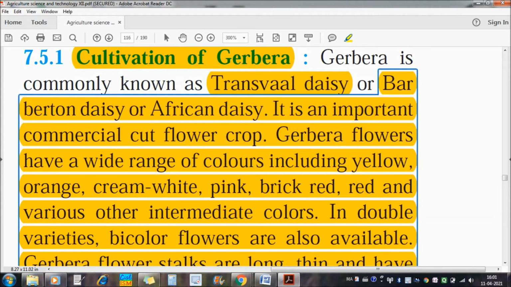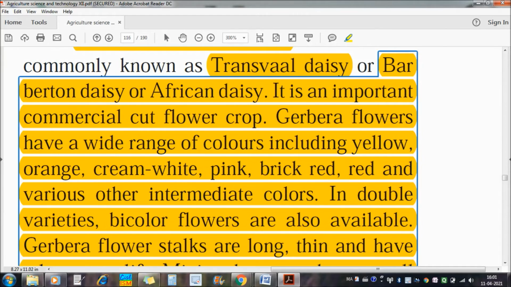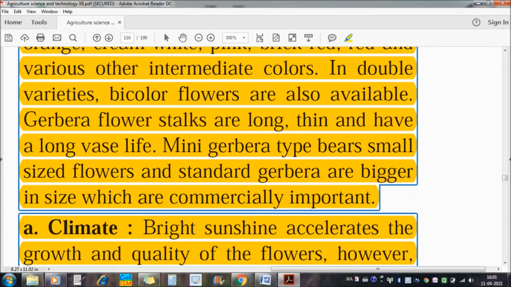As per the demand, the gerbera flower plants can be produced. There are some bi-color flowers also available. Gerbera flowers have long, very thin stalks, so they can be used for vase life, meaning they can be kept for a longer time in flower pots. Mini gerberas are also there, and different sizes and different colors are available.